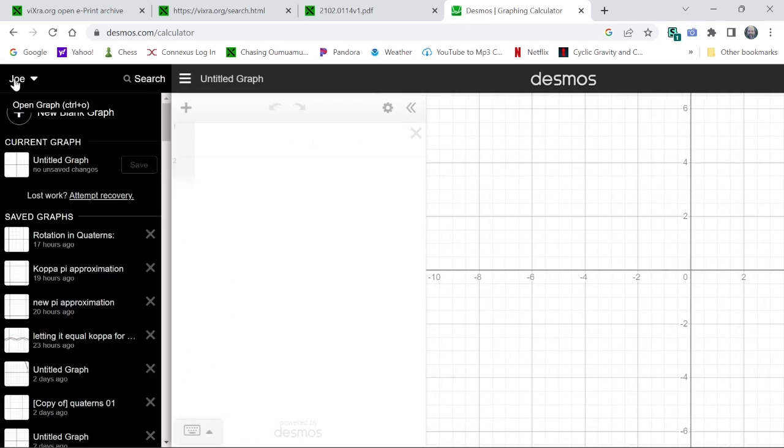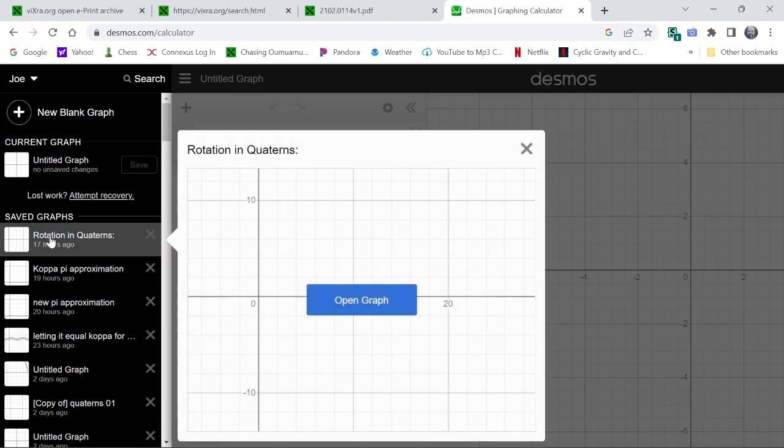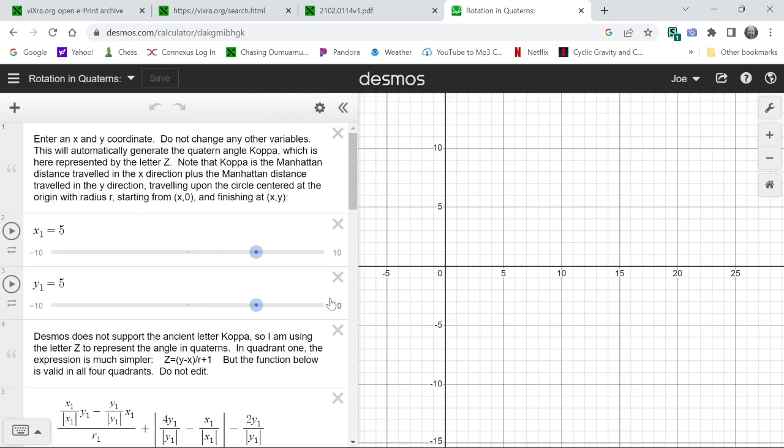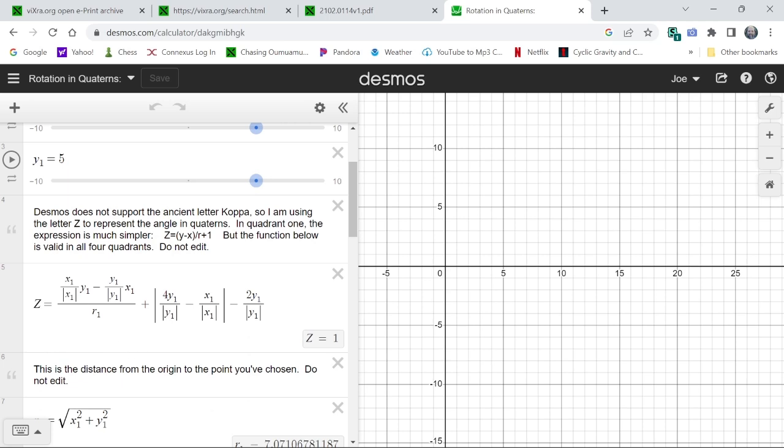And so the first thing I would like to show you is just rotation in quaterns. What quaterns are is a measure of the Manhattan distance, which is explained in the paper. The point is, you can get the angle measure in quaterns at this site. This is the formula for it, where Z represents the angle measure in quaterns, and this is how Z is calculated.